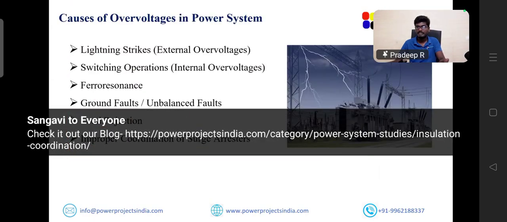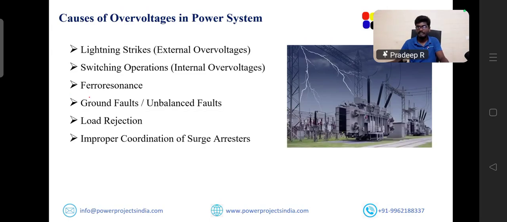So when coming to the causes, the basic causes we might be aware of. The lightning strikes: how the over voltages will be occurring in our power system. It will be external or internal. Internal means switching operations, whatever the switching may be. Any equipment in our power plant or power system that we are switching will also be a reason for over voltages. Then lightning strikes, that is an external cause. Then ferro resonance, then ground faults or unbalanced faults, that is the faults simply.